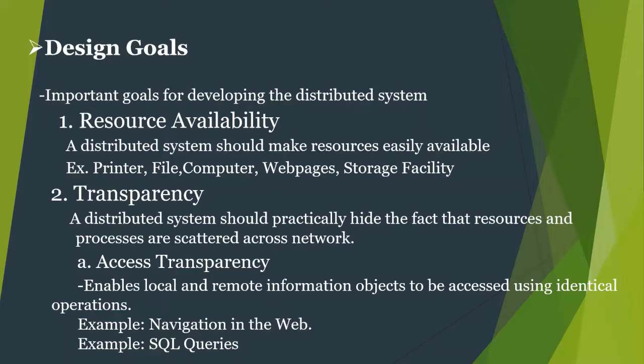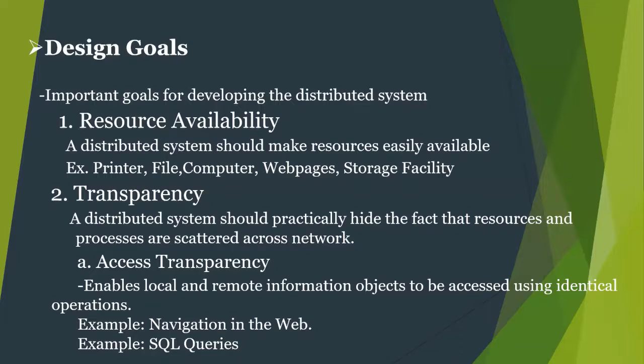Second one is transparency. This transparency is also called clearness. A distributed system should practically hide the fact that resources and processors are scattered across a network of automated computers. A distributed system is said to be transparent if it is able to present itself to the end user and application as if it were only a single automated computer system.